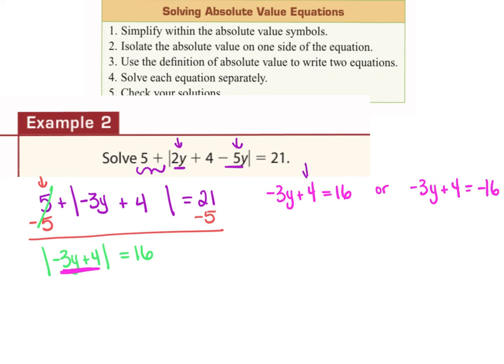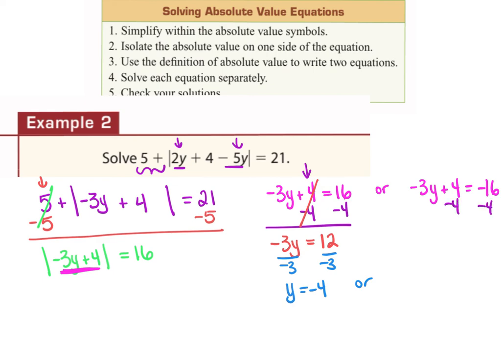What's my first step here? What do I need to do first to solve this left one? Yes, subtract my 4. So subtract your 4s, you get negative 3y. What is 16 minus 4? 12. And then my last step on this side is to what? Divide by negative 3. So I have negative 3y equals 12, and y equals negative 4.